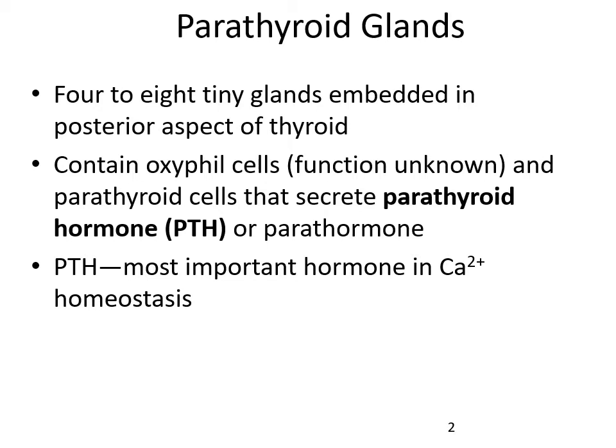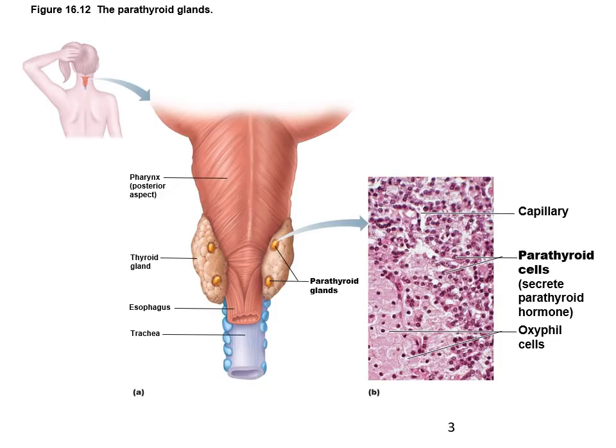Now, PTH is the most important hormone in calcium homeostasis, because if you don't take in enough calcium, it activates the osteoclasts to release calcium from the bones and can demineralize the bones. So you have to be careful you get enough calcium in your diet.